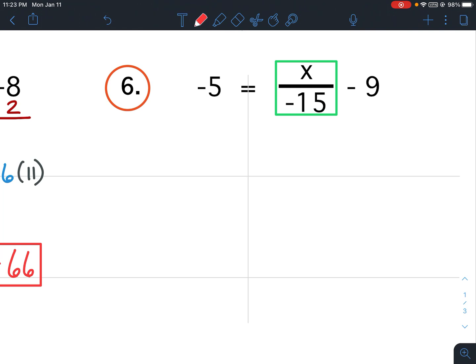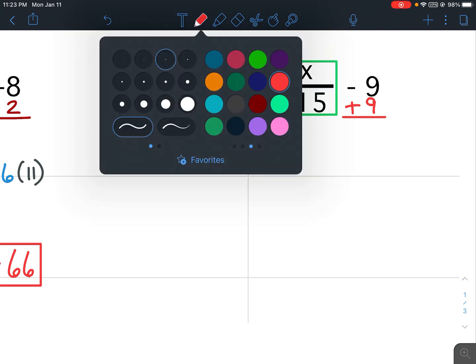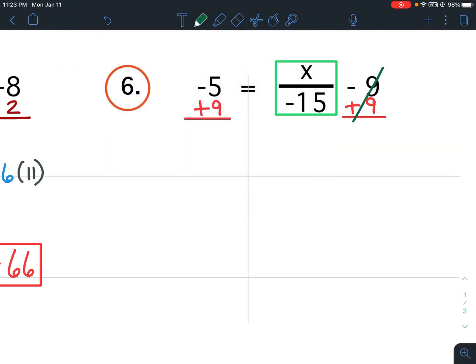Number 6. The number outside the box and on the same side is this -9, and the opposite of -9 would be +9. Or the inverse operation would be to add 9. Remember, what you do to one side of the equation, you do to the other. So my 9's cancel. -5 plus 9 is 4.